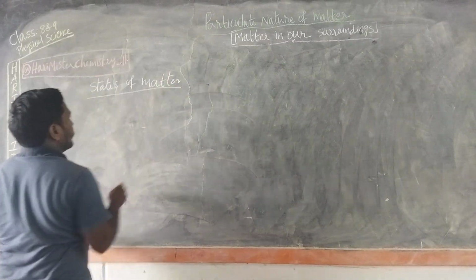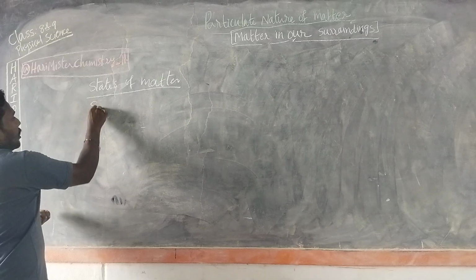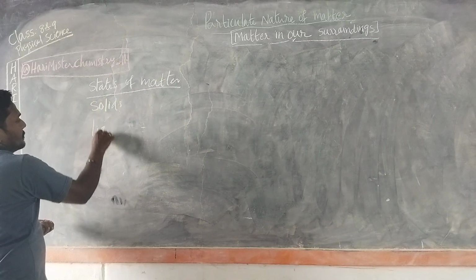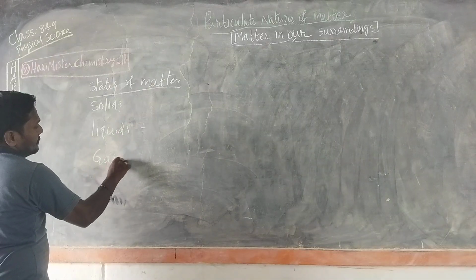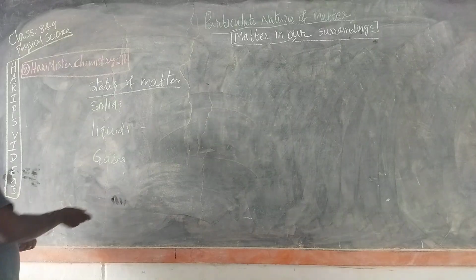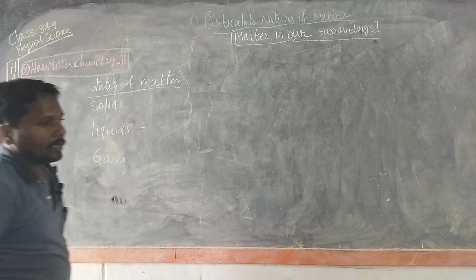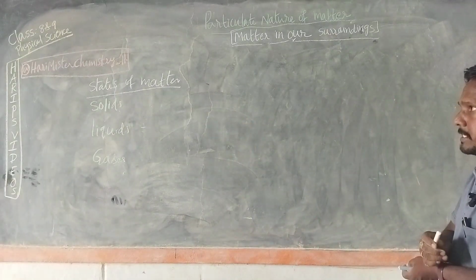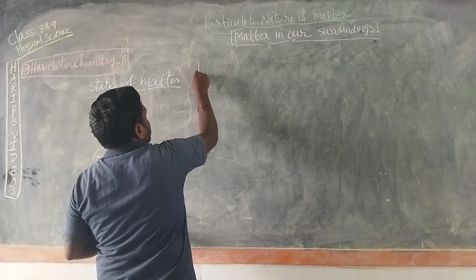Let us discuss about the different states of matter. Different states of matter, as already we discussed: solids, liquids and gases. Let us discuss properties of solids, liquids and gases. With a tabular form I will explain all of them. What are the properties?